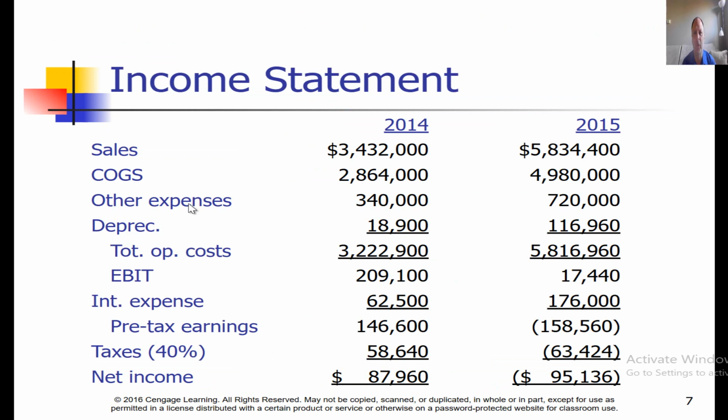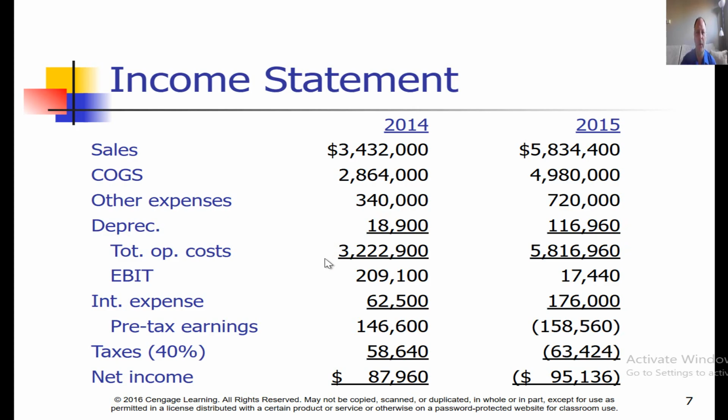Here is an income statement for a hypothetical company for the years 2014 and 2015. The top row is sales, and we can see in this case the company's sales went up drastically from 2014 to 2015. As did its cost of goods sold and other expenses. And finally, so did its depreciation. Depreciation is different from the other expenses because it is not a cash flow, it is an estimate of the decrease of value of the property owned by the company.